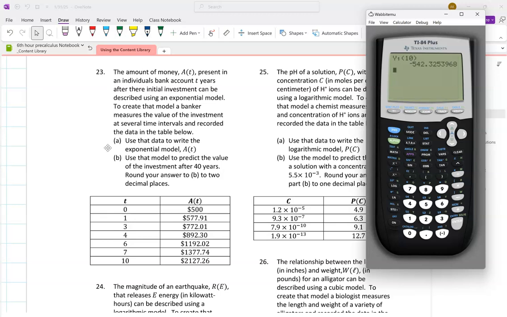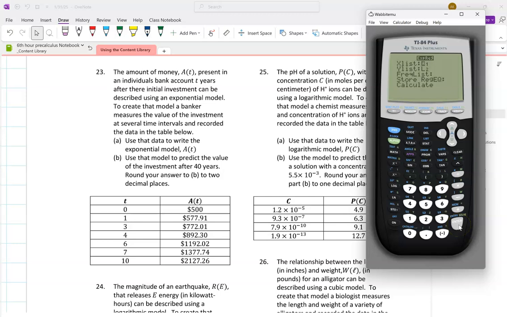So all I want to do is get an exponential model out of this. Where do all my regressions live? Not vars. Stat. So I'm going to press the stat button and then calc. And which one am I looking for? Not linreg. Not cubereg. Nope. Read the question. What does it ask for? Exponential. So I'm looking for expreg. So that's command 0 on my calculator.